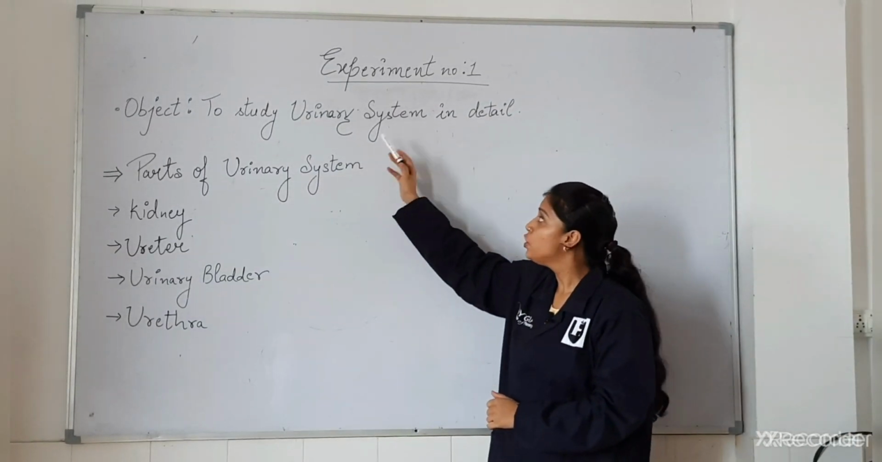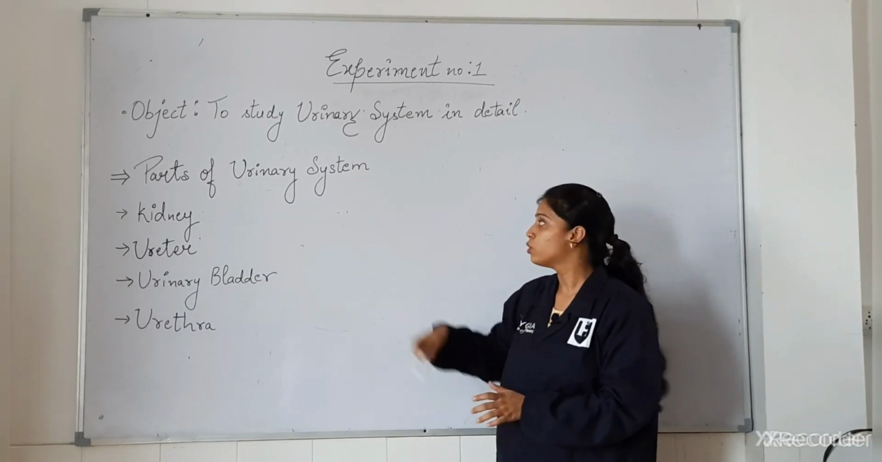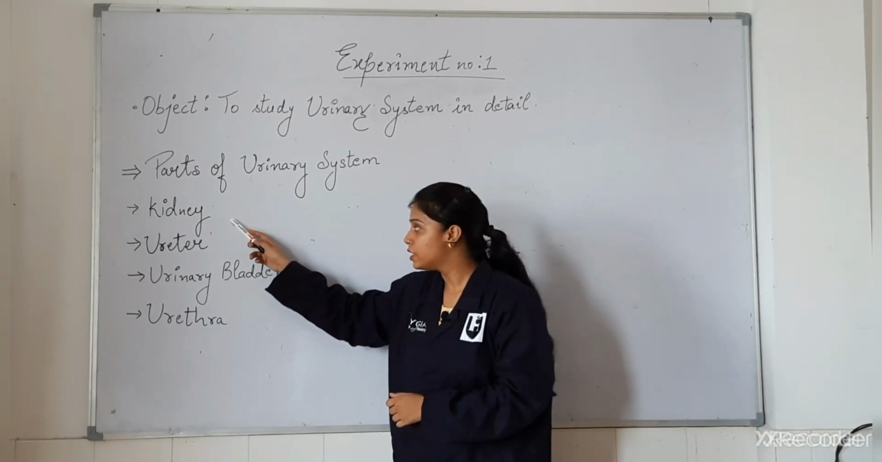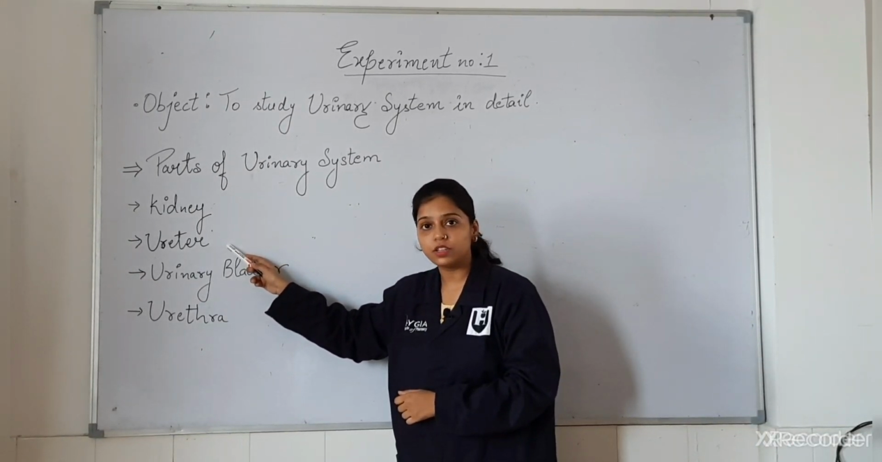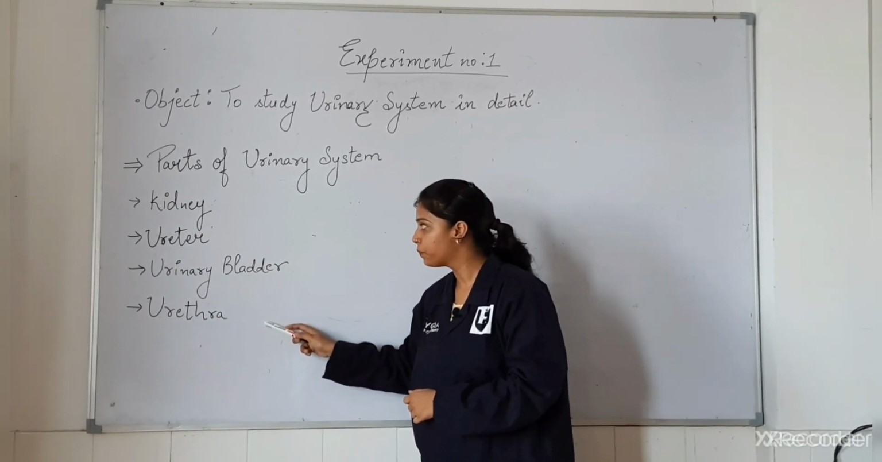Today we are going to start our first practical in human anatomy and physiology, that is to study the urinary system in detail. Basically, the urinary system is also referred to as the main excretory system. The parts included in our urinary system are two kidneys, two tube-like structures known as the ureters, the urinary bladder, and lastly the urethra.